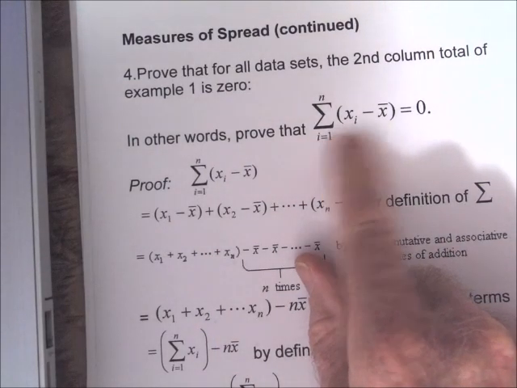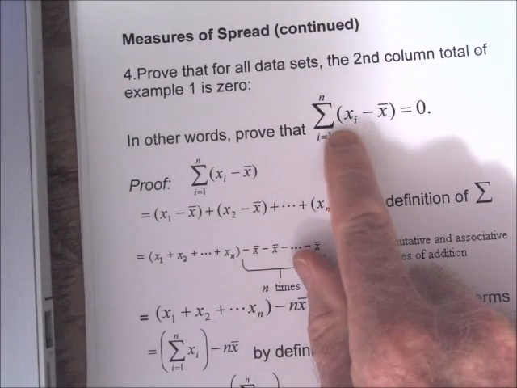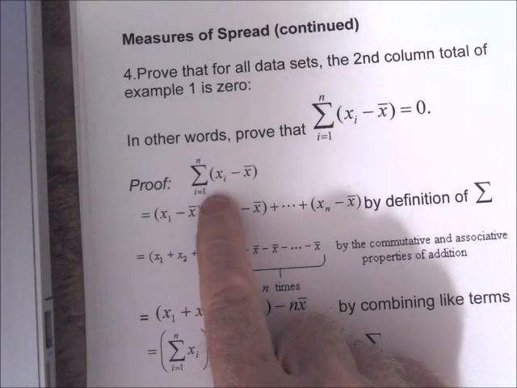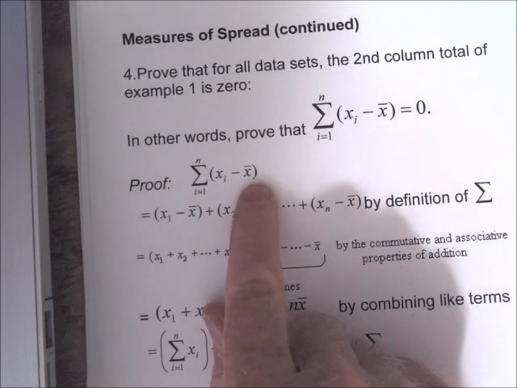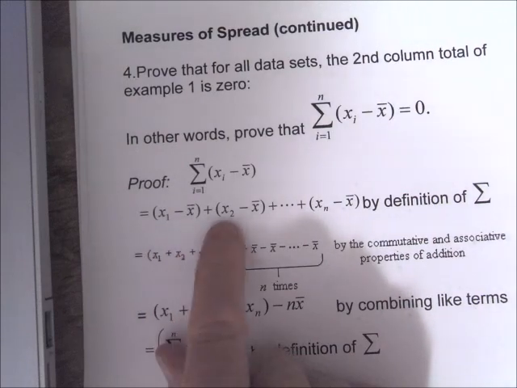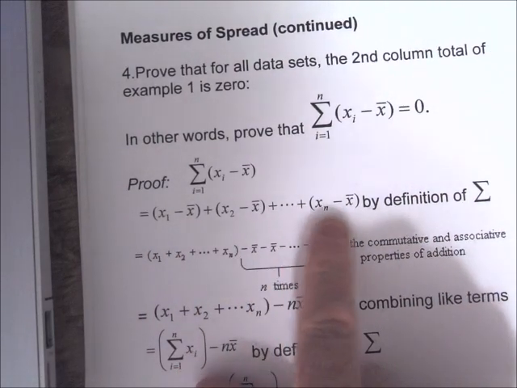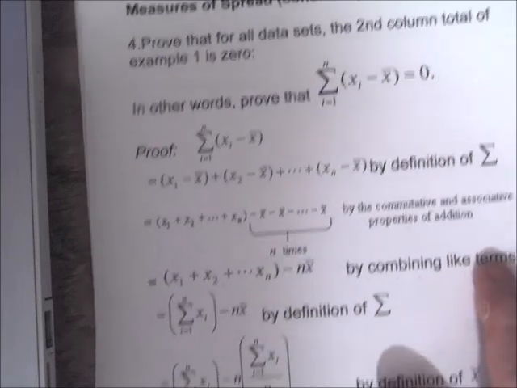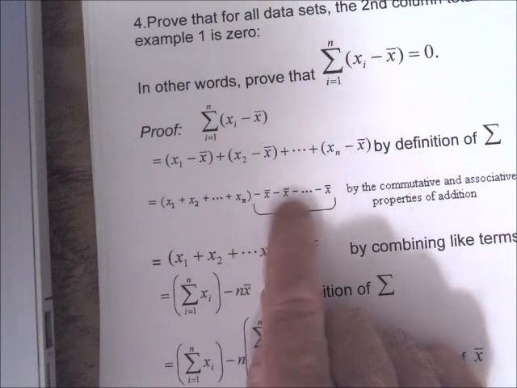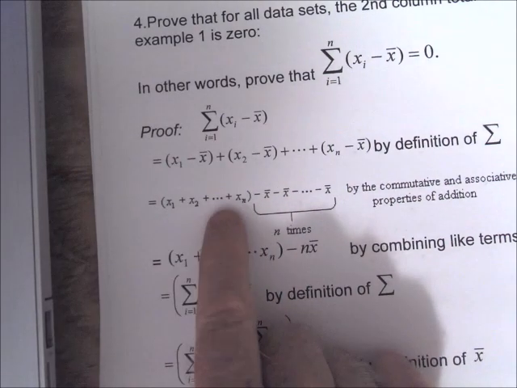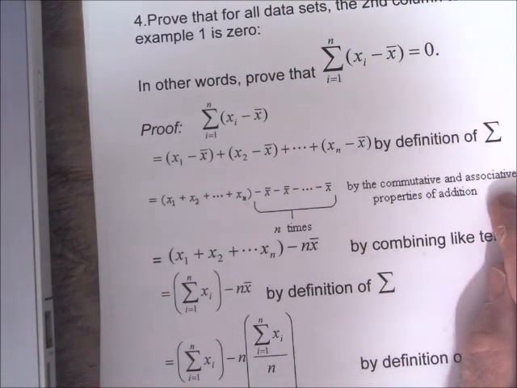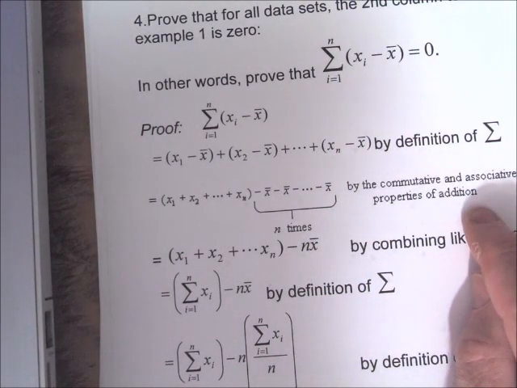Again, with proof, we want to start with the left side and manipulate it to get the right side. So start with the left side: summation i equals 1 to n, xi minus x bar. By definition of sigma, it's the first score minus the mean, plus the second score minus the mean, plus etc., plus the last score minus the mean. And then we can group the exam scores and the means together separately, exam score with exam score, mean with mean, because the order doesn't matter for addition. These are the commutative and associative properties of addition.